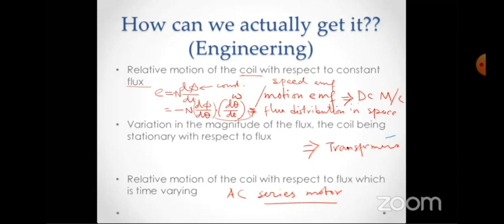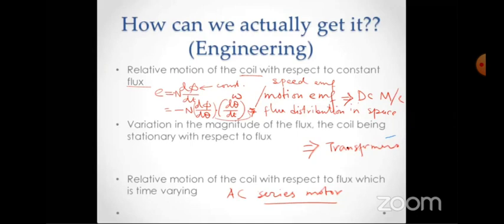The first one is the speed EMF or motion EMF, where I have to create some relative motion between the coil and flux. And the second option is if we have the flux which is itself time varying in nature, then we'll get the transformer EMF, as in the case of a transformer.